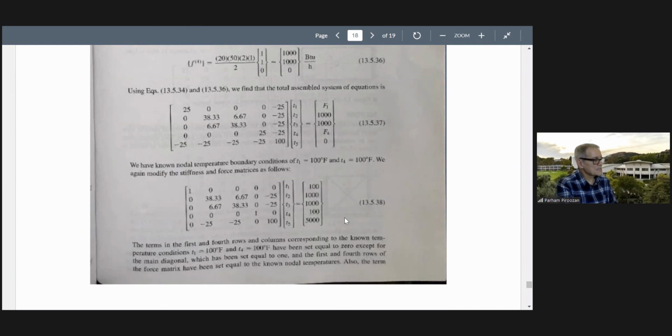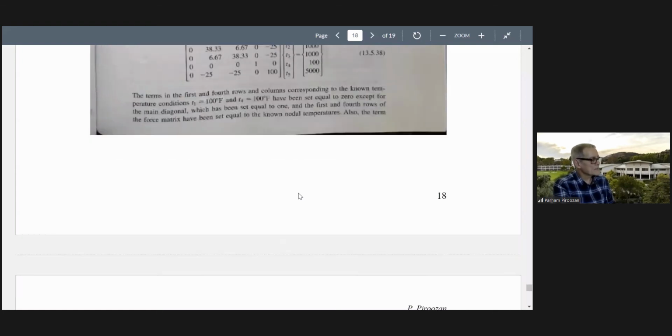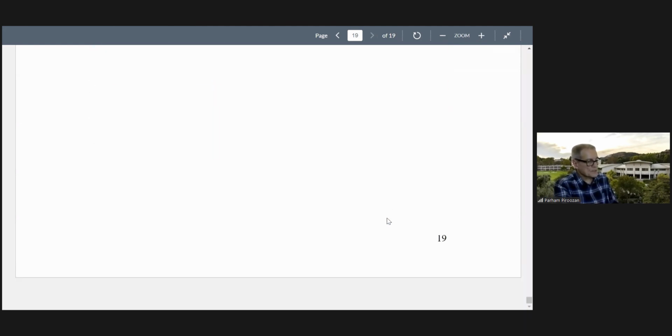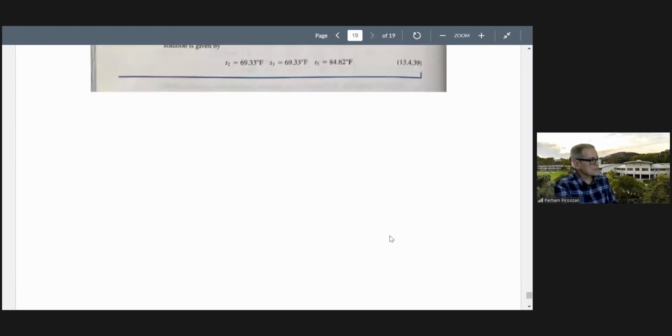This is the system of equations ready to be handed over to Nastran for solution. And the result of this is this one. T1, of course, was 100. This is 69 and 69, and then T5 is 84, and that's it. This is the temperature distribution, and this is the end of this document actually.